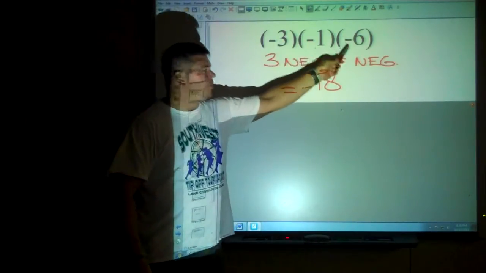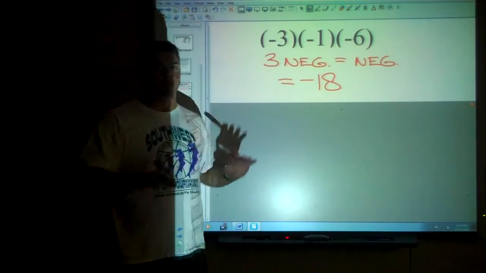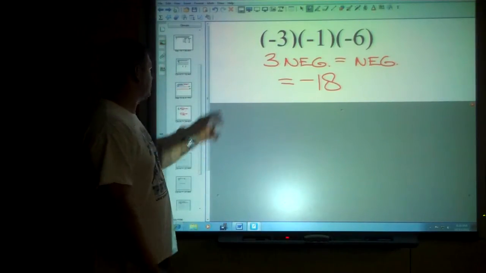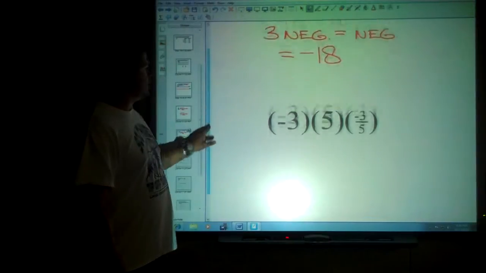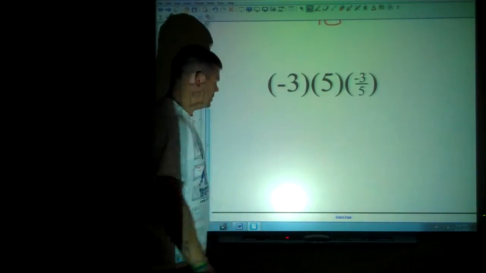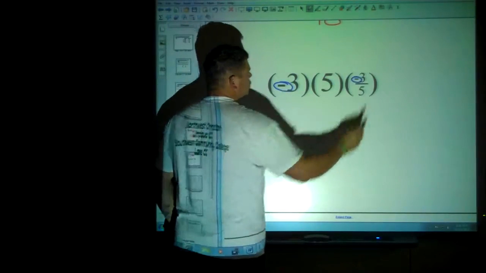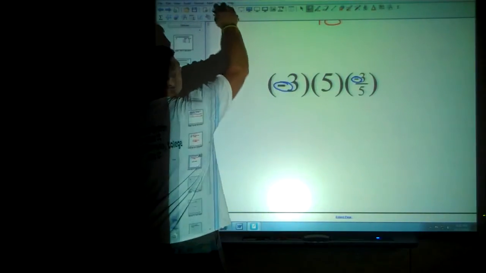I don't care if there are more positives than negatives. That doesn't matter. That's an addition rule. For multiplication, you count up how many negatives you have. Alright? Now this one has a fraction in it, but that's okay. First of all, I see 2 negative signs in this entire problem.